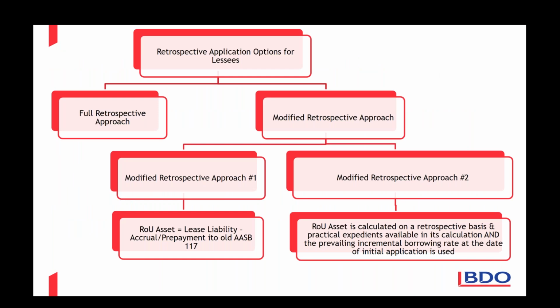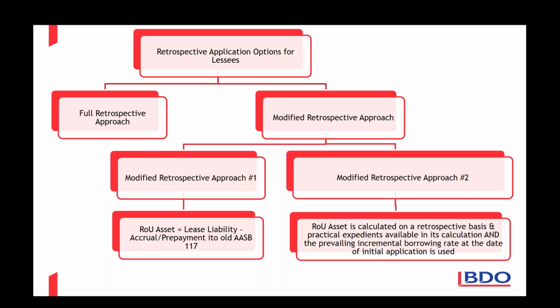I'm going to do a worked example based on each of these so you can see for yourself the potential impact on the numbers, because that's when it comes to light, when you see the numbers. So if we look at the retrospective application options for lessees, I thought I'll put it slightly differently and say, yes, there's the full retrospective approach. There's the modified retrospective approach. And the modified retrospective approach actually has 2 alternatives within it. And it's all around the right of use asset.